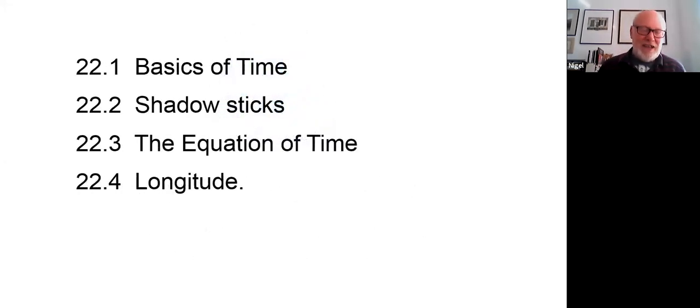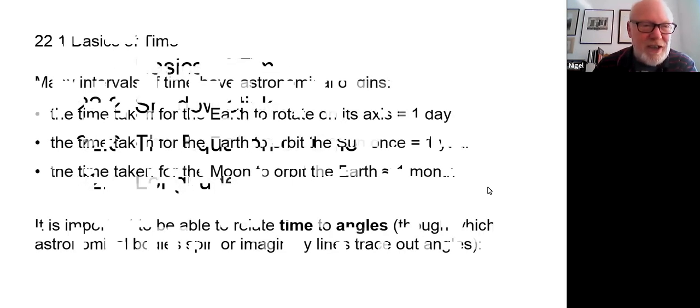Four things to look at today. Just a few ideas about what time is and the basics of time. The other three are really all lumped together: how we use shadow sticks and sundials to determine time, how we correct it to where we are and what the date is using the equation of time and longitude. So it's quite an involved topic, and it involves a few numbers and being certain that you're aware of things like the angles spun by the Earth in particular in given time intervals. So let's get straight into the very basics.